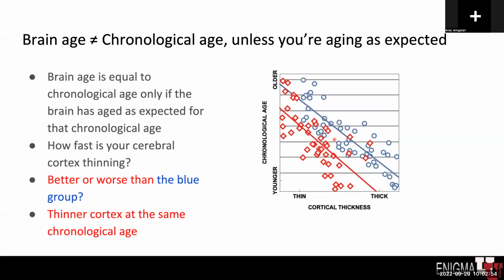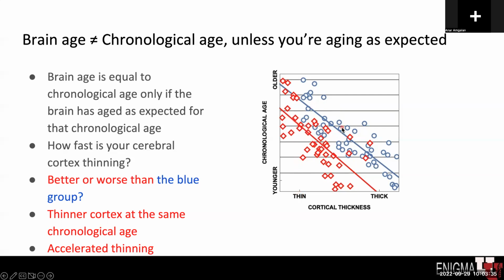So let's verify that. For each horizontal line here, for a particular chronological age, we would expect a typically aging person to be on the blue line, which is right over here, and their cortex to be this thick. But the red points are to the left, or their cortex is thinner. So their cortex has become thinner for the same chronological age. Also, this indicates that their cortical thinning is accelerated.